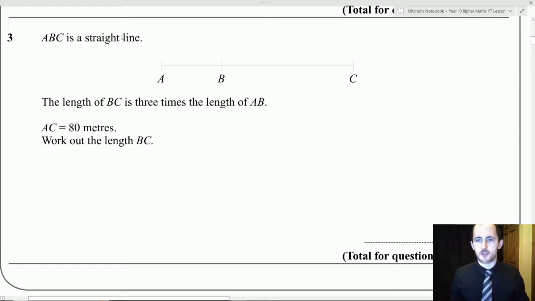So we have ABC as a straight line. So A, B, C. The length of BC is 3 times the length of AB. The length AC is 80 meters. Work out the length BC.